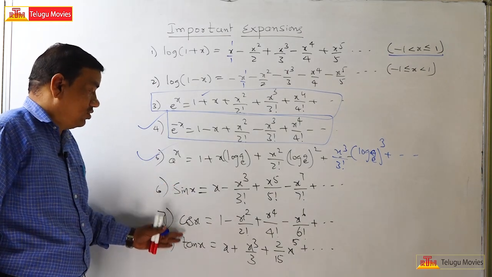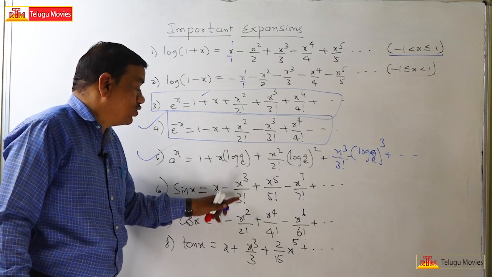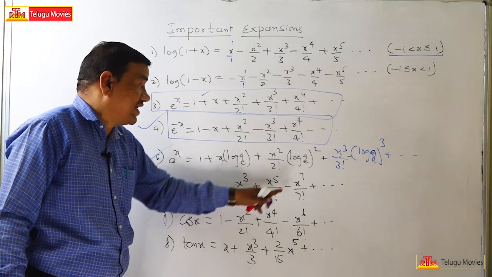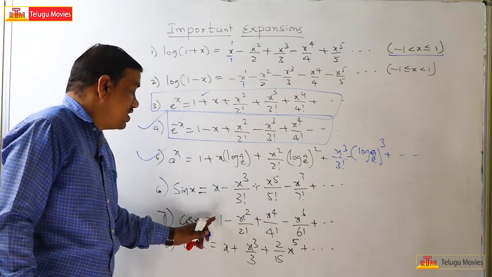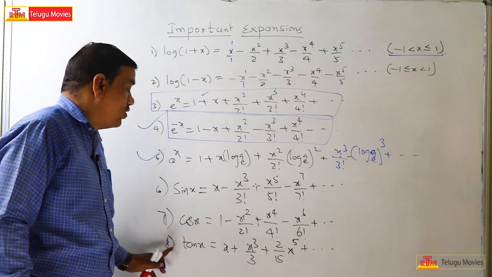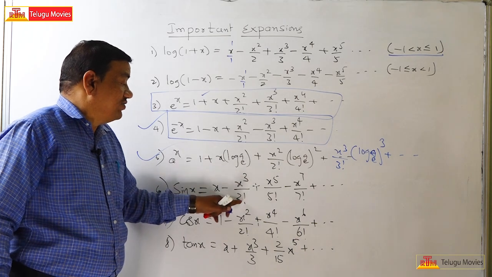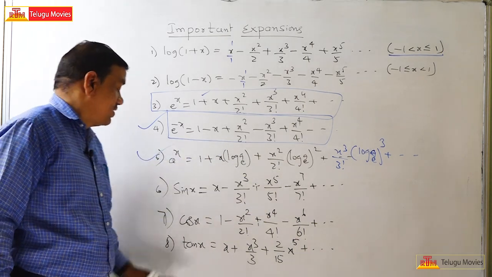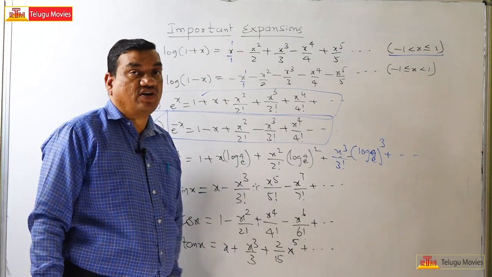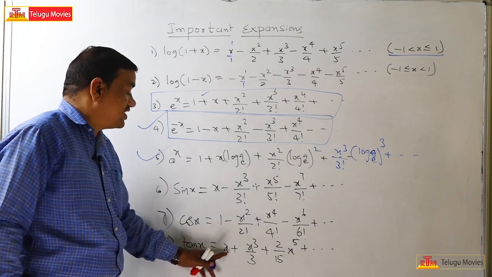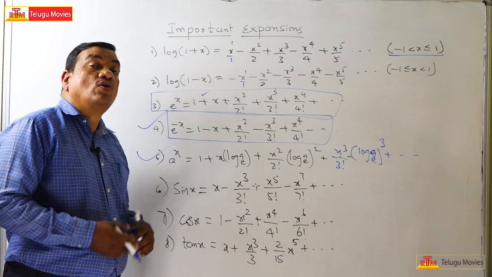And the sin x, cos x, tan x expansions. If it is sin x, x minus x cube by 3 factorial plus x power 5 by 5 factorial, x power 7 by 7 factorial, all plus minus plus minus. Cos x also has plus minus plus minus. For tan only all positive will come. For sine, odd numbers: 3 factorial, 5 factorial, 7 factorial. For cos, even numbers: 2 factorial, 4 factorial, 6 factorial. Now for tan x: x plus x cube by 3 plus 2 by 15 into x to the power of 5, plus so on, like that will come.